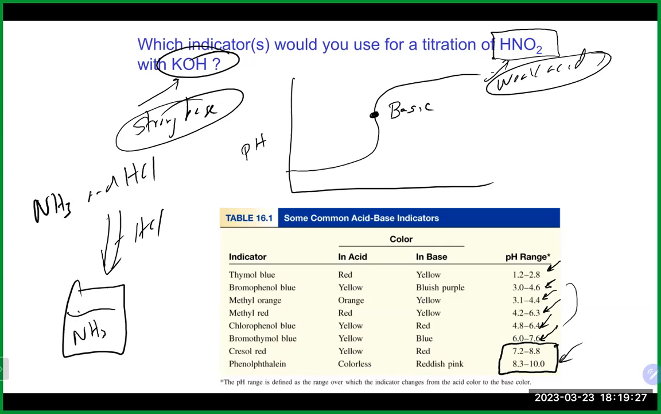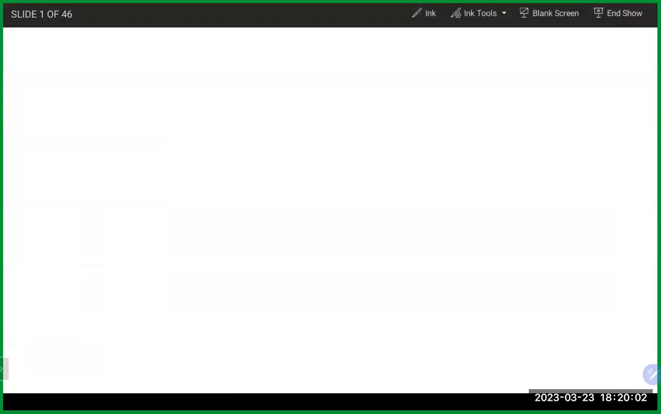Any questions on how to pick an indicator? There we go.